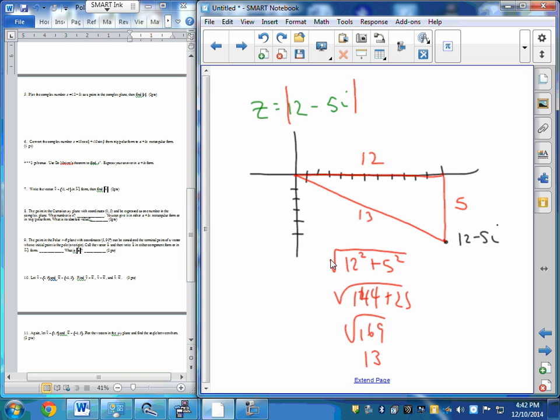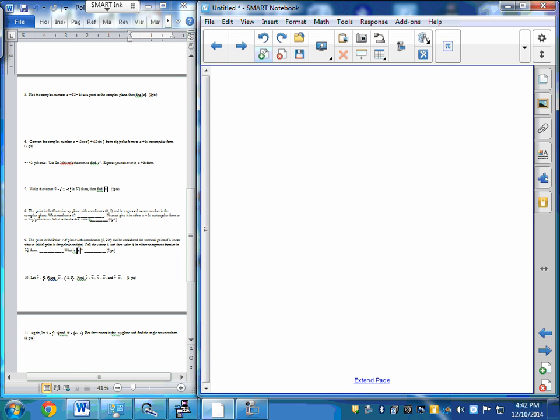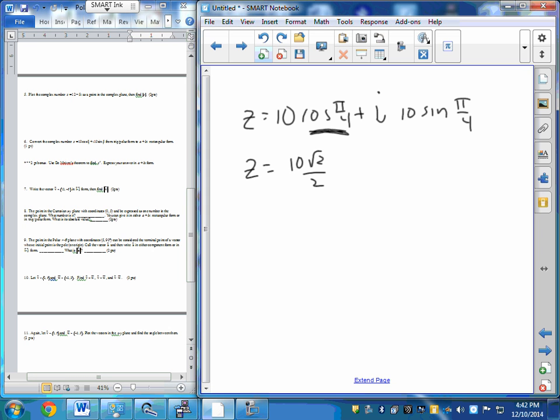Okay, let's see. Convert the complex number. This is problem number 6. Convert the complex number. We've got Z is 10 cosine of pi over 4 plus I 10 sine pi over 4. Now, this is only worth a point, and you should know the cosine of pi over 4 is square root of 2 over 2. So 10 square roots of 2 over 2 plus 10 square roots of 2 over 2, and we should probably move the I there.